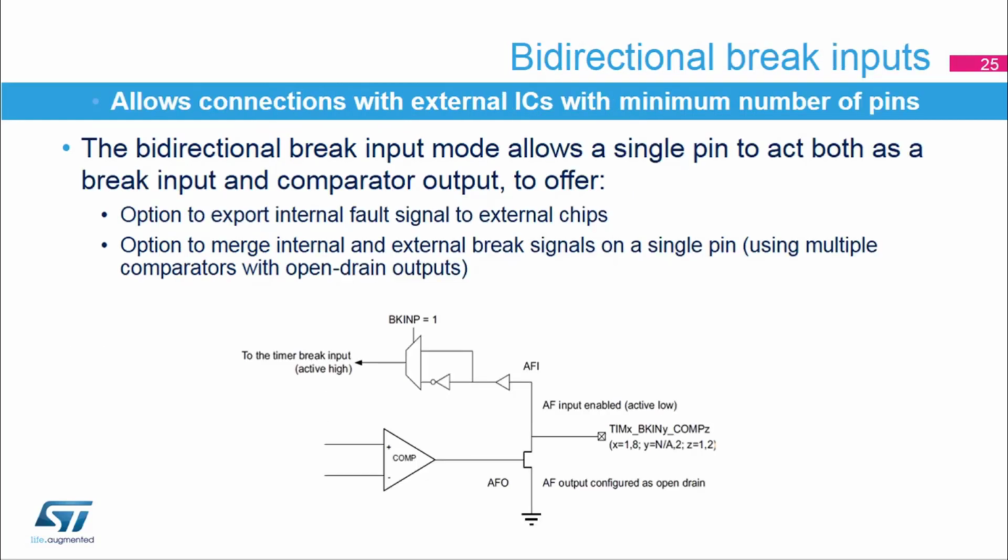Besides the regular digital break inputs and internal break events coming from the comparators, timers 1 and 8 feature bidirectional break inputs and outputs combining the two sources, as shown in the figure. These pins combine the comparator output configured as open drain and the timer's break inputs. With a single pin, they allow global break information to be available to external MCUs or external gate drivers to shut down the inputs. This also provides the option to have an internal comparator and multiple external open drain comparator outputs ORed together and trigger a break event when several internal and external break inputs must be merged.